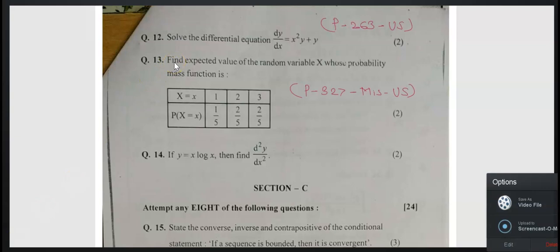Find the expected value of the random variable capital X whose probability mass function is given. Capital X is equal to small x, and its values are 1, 2, 3. And P of capital X equal to small x has values 1 by 5, 2 by 5, 2 by 5. It's on page number 327, miscellaneous unsolved question. Now we'll see the answer.